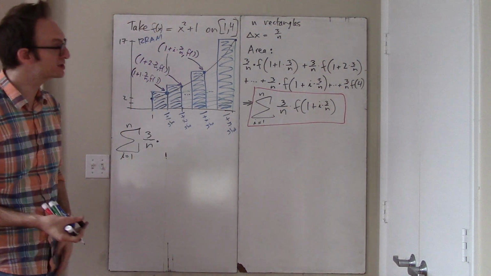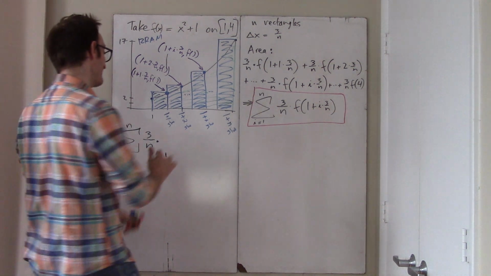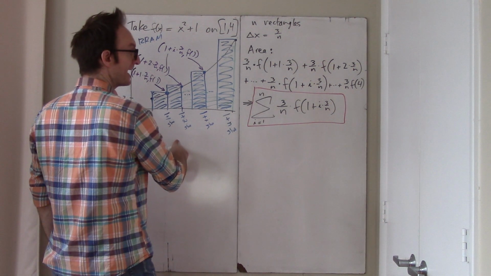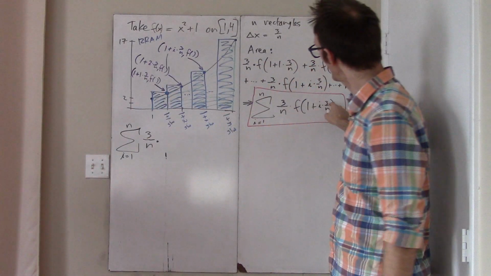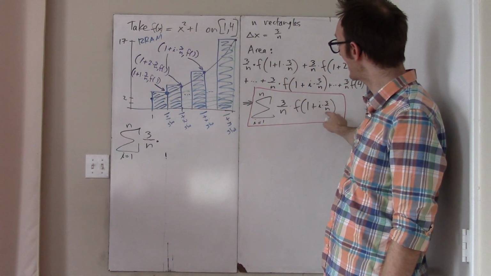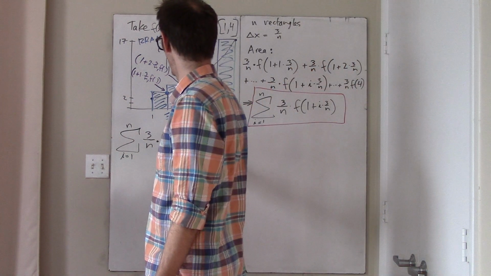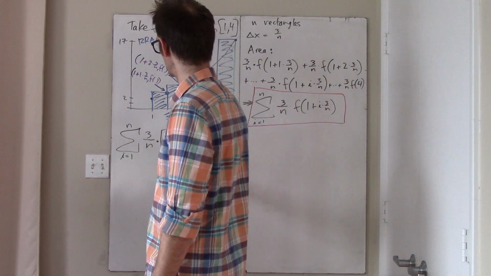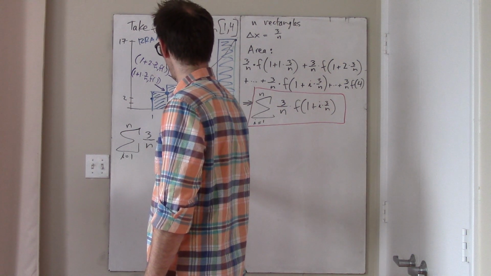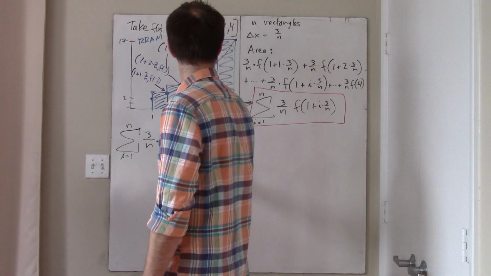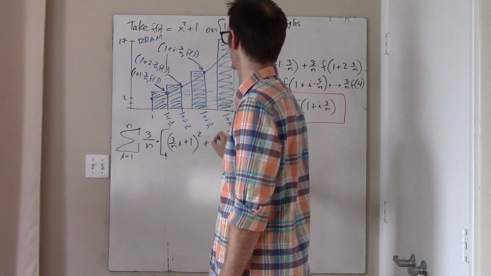But of course, f was just my shorthand for this function x squared plus 1. So now what I have to do is plug 1 plus 3i over n into x squared plus 1. Okay, so let's see, I'll use brackets. So I get, and in fact, I'll write it as 3 over n i plus 1, and then that's squared plus 1.